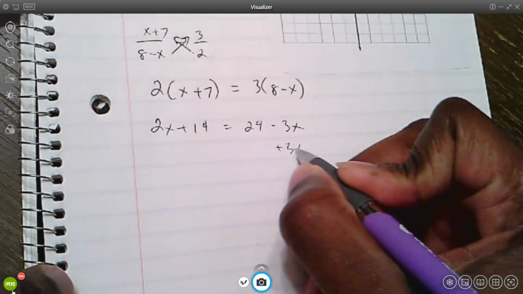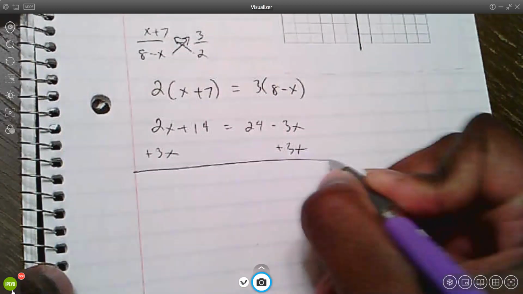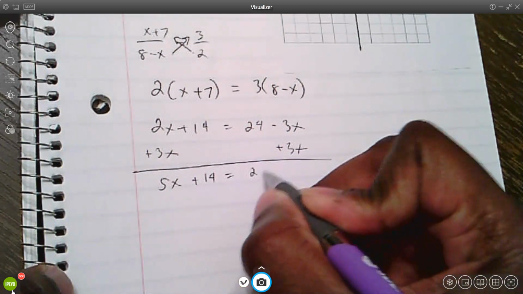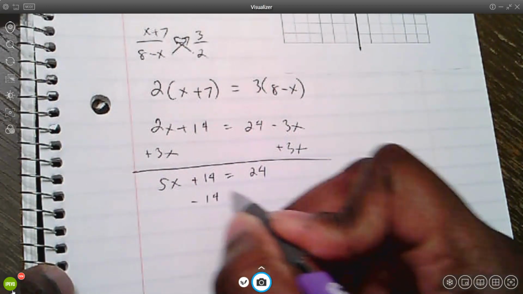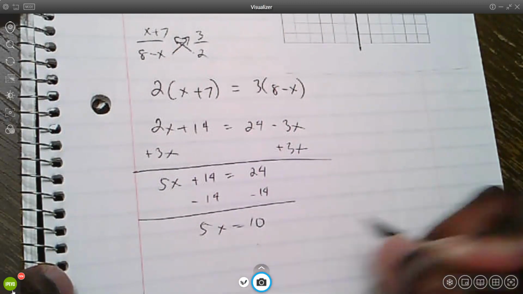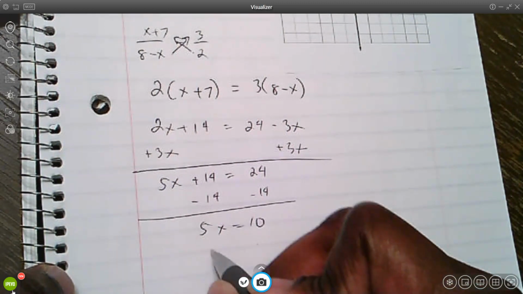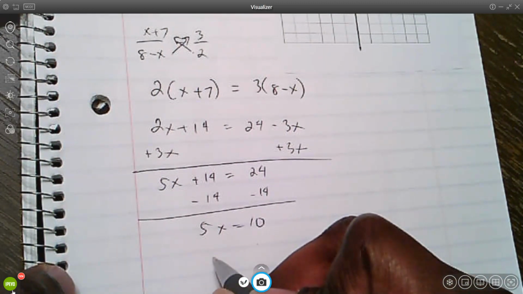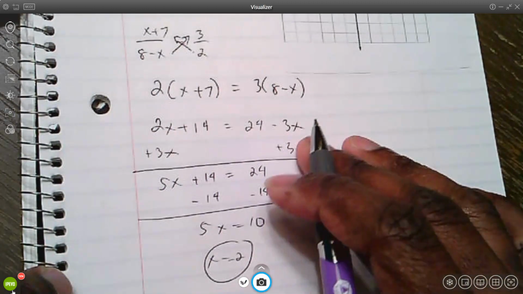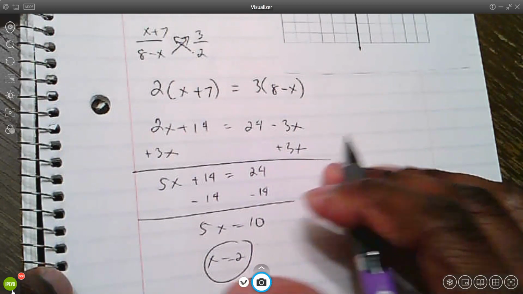So you add 3x to both sides: 5x plus 14 equals 24. Take away 14, so 5x equals 10. And clearly x has to be 2. You divide by 5, so x is 2. That's the x coordinate of the C coordinate.